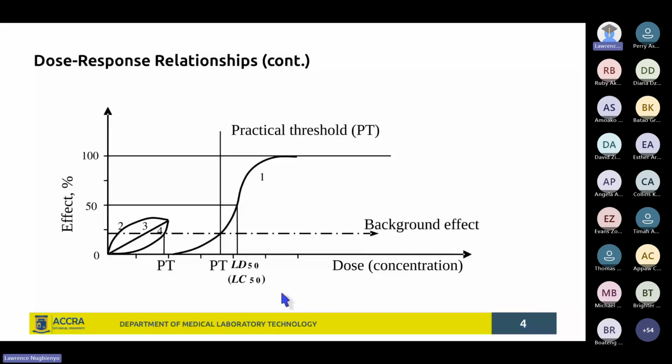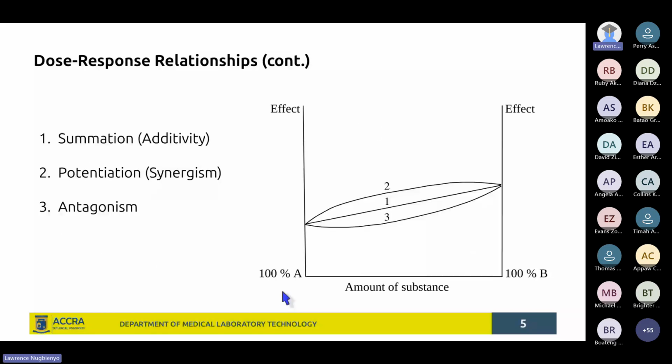All right. And now, another thing that I would like us to talk about is when you take, let's say, two different substances. So we have substance A. So look at the vertical axis, which is on the left-hand side, 100% A. So this is substance A, and then there's substance B on the right-hand side. That horizontal axis is referring to the amount of substance, and the vertical axis is showing the effect that the substances will be having.